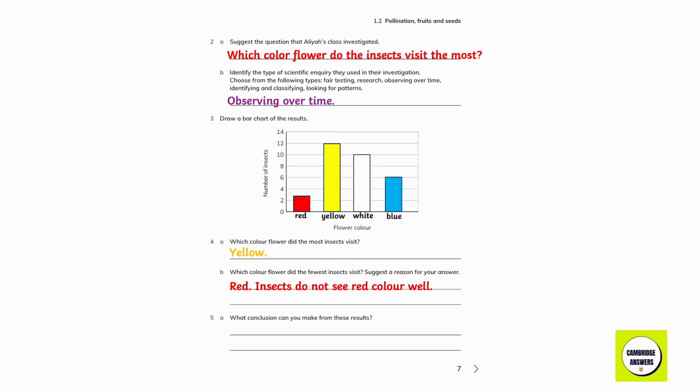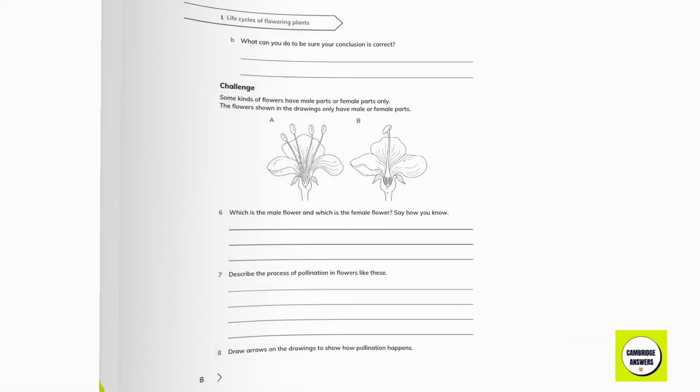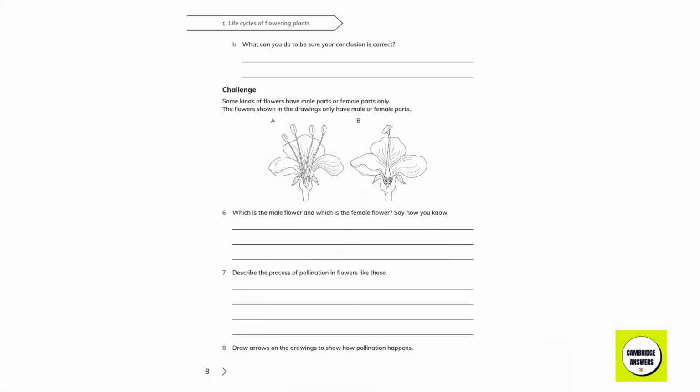Question number 5. What conclusion can you make from these results? Yellow flowers were visited the most, red the least. What can you do to be sure your conclusion is correct? Repeat the investigation over a long time.